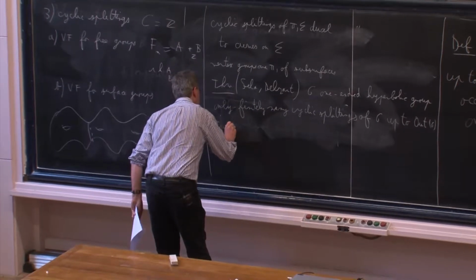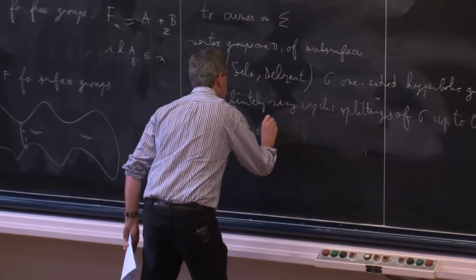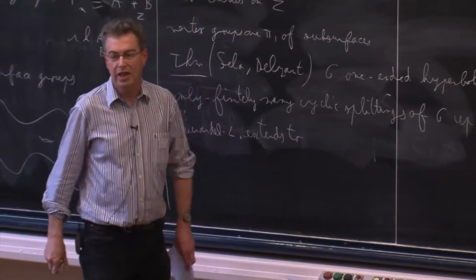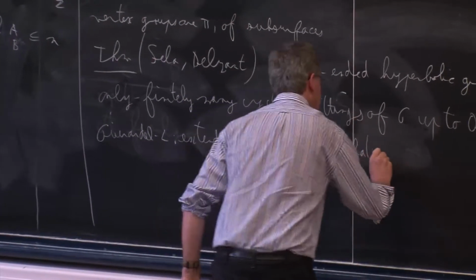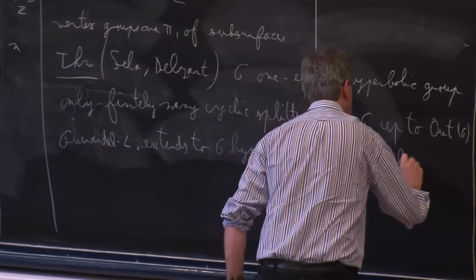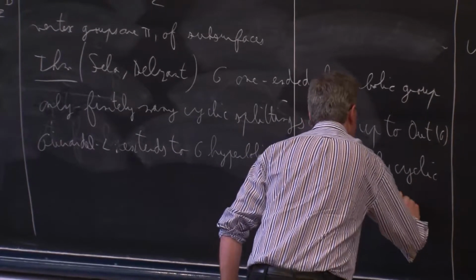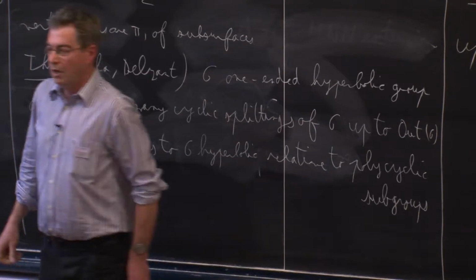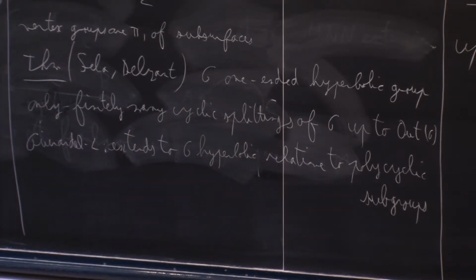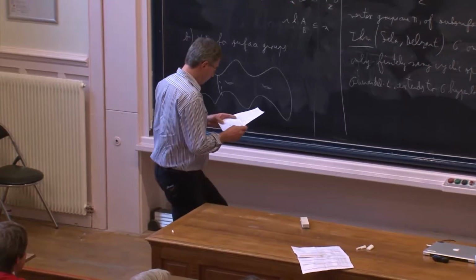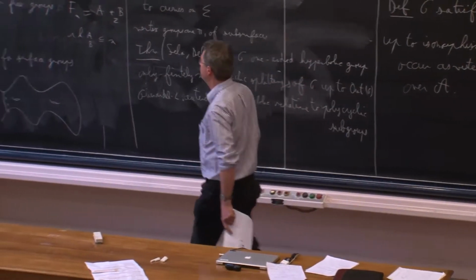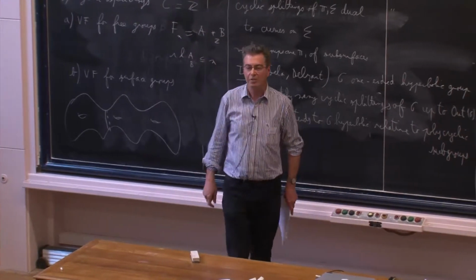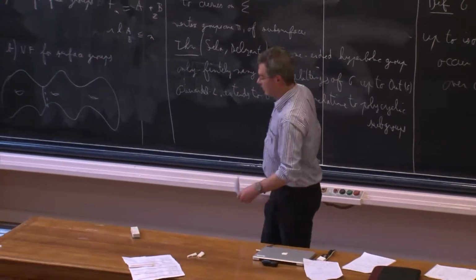So with Vincent, this extends to relatively hyperbolic groups, to G hyperbolic relative to polycyclic subgroups. So this is an extension, but the one-endedness condition is really essential. Okay. So still thinking about cyclic splittings, I've given you two simple examples where there is vertex finiteness. Now I want to give you an example where there is no vertex finiteness.